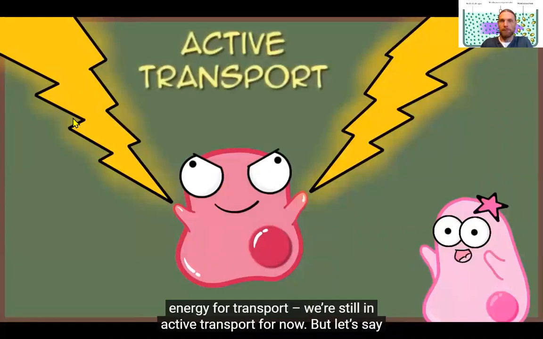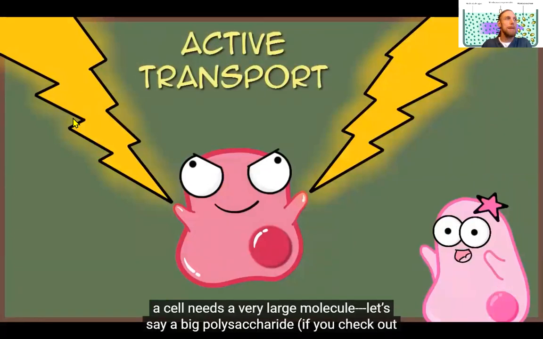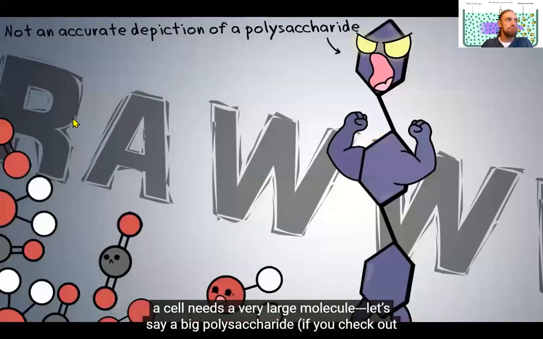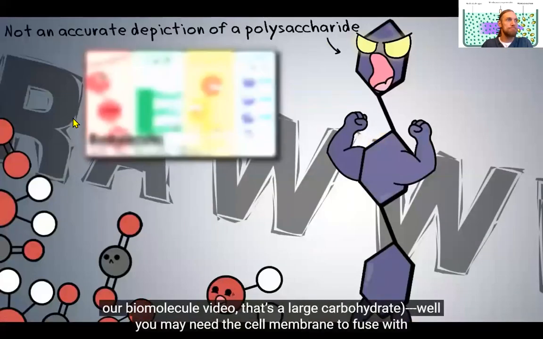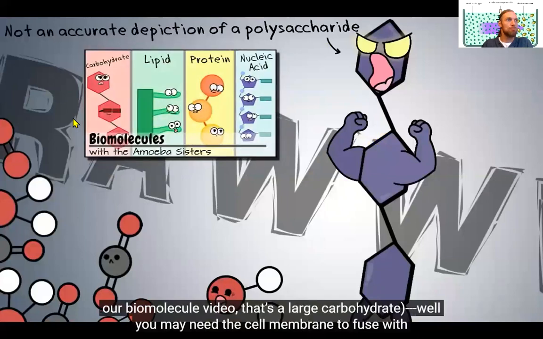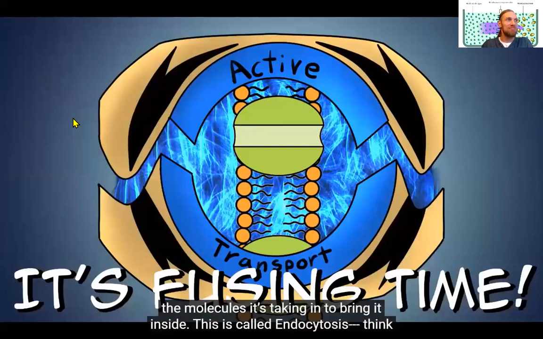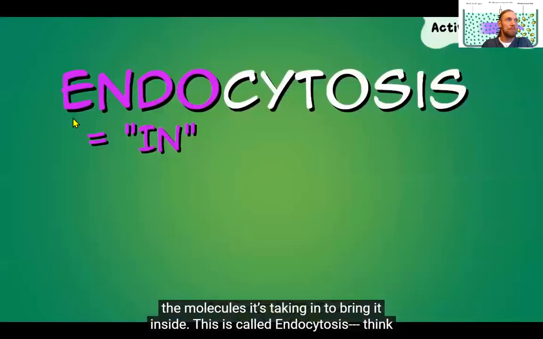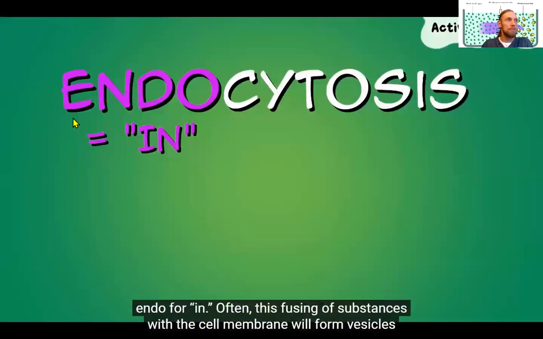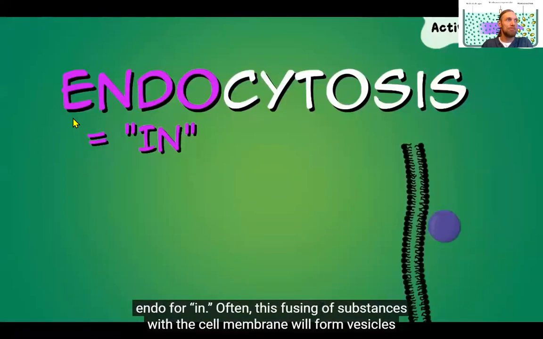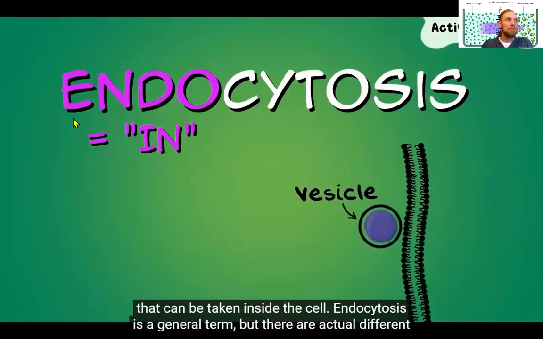We're still in active transport right now, but let's say a cell needs a very large molecule. Let's say a big polysaccharide. If you check out our biomolecule video, that's a large carbohydrate. Well, you may need the cell to fuse with the molecules it's taking in order to bring it inside. And this is called endocytosis. Think endo for in. Often this fusing of substances within the cell membrane will form vesicles that can be taken inside the cell.